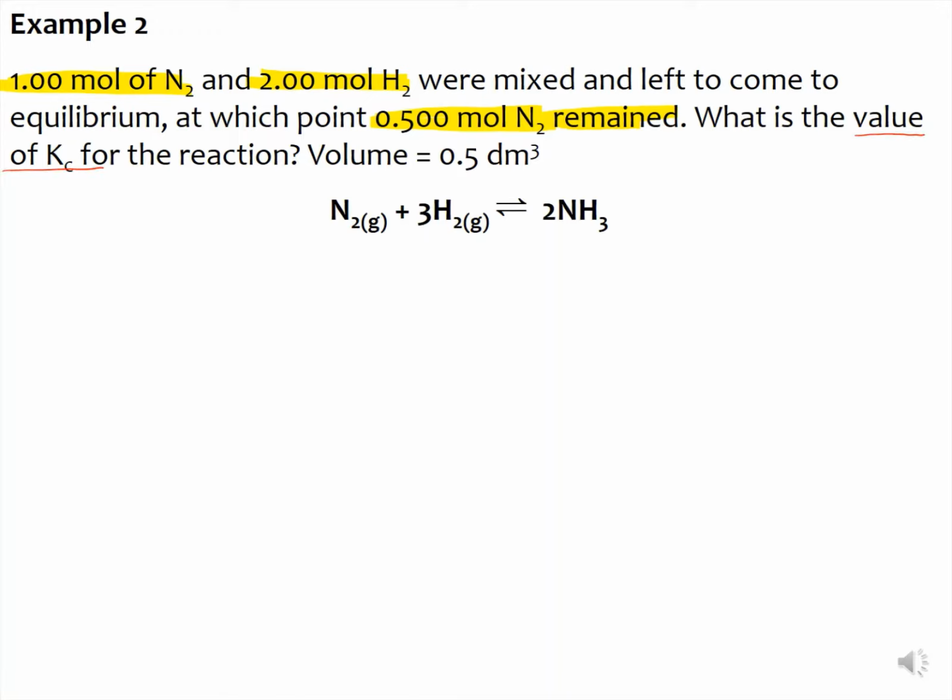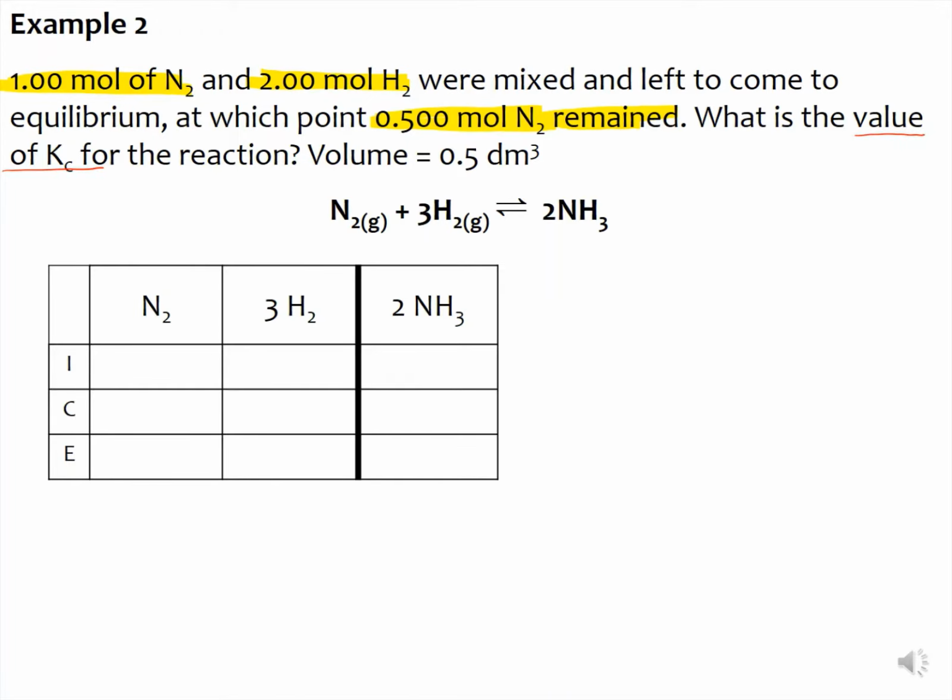So what do we need? The first thing we're going to do is have a little ice table. So you can see how I've put the ice table down. You could obviously sketch it out. You'll get space to do working in the exam paper. Now I've got N2, 3H2 and 2NH3 in the table. I've put a thick line to show the difference between the reactants and products.